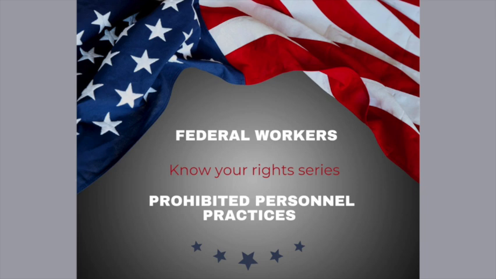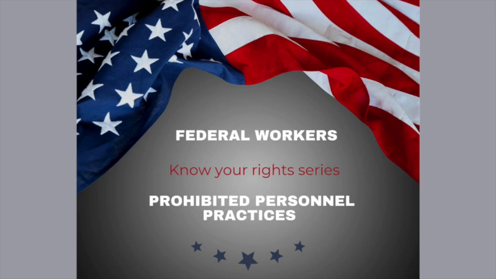5 U.S.C. Section 2302(b)(3). Coerce the political activity of any person or take action against any employee as reprisal for refusing to engage in political activity. Example: Supervisor Jane takes away significant job duties of employee Jack because Jack will not make a contribution to Jane's favorite candidate.